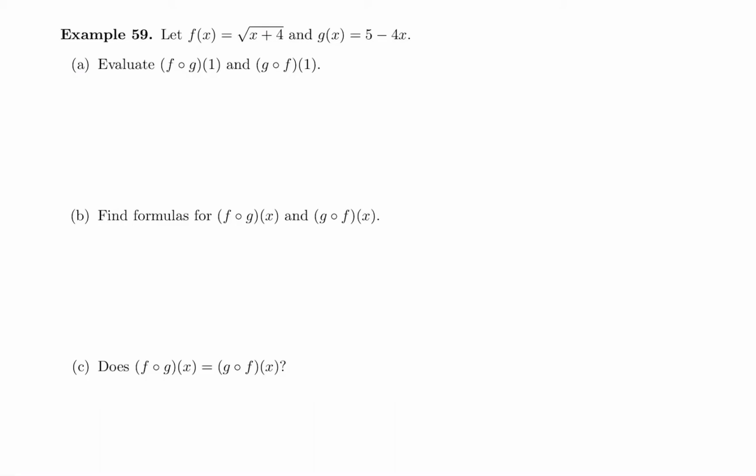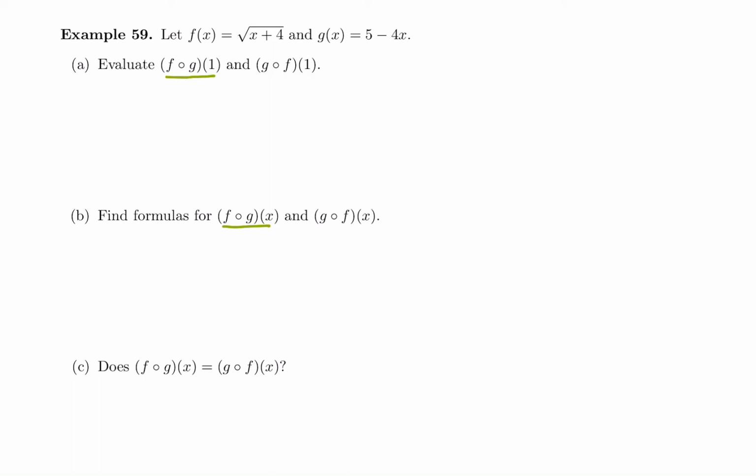Here we're going to be composing more functions together. This time we have a square root function with a linear function. f of x is the square root of x plus 4, and g of x is 5 minus 4x. And we're going to first plug in some numbers. If you plug in a number, you get out a number. If you combine a function, you're going to get out a function.